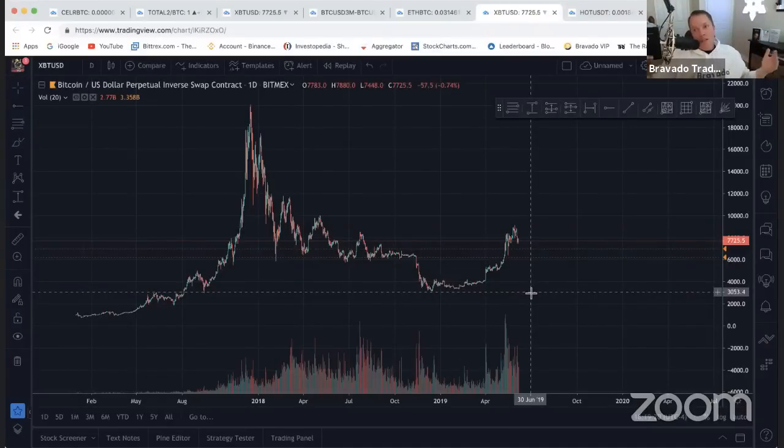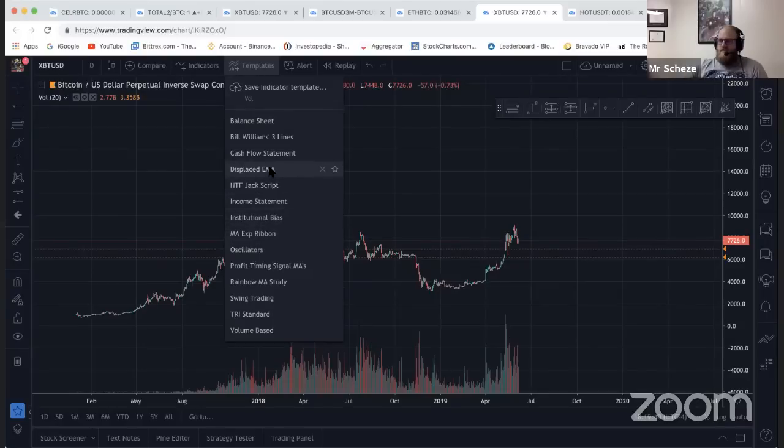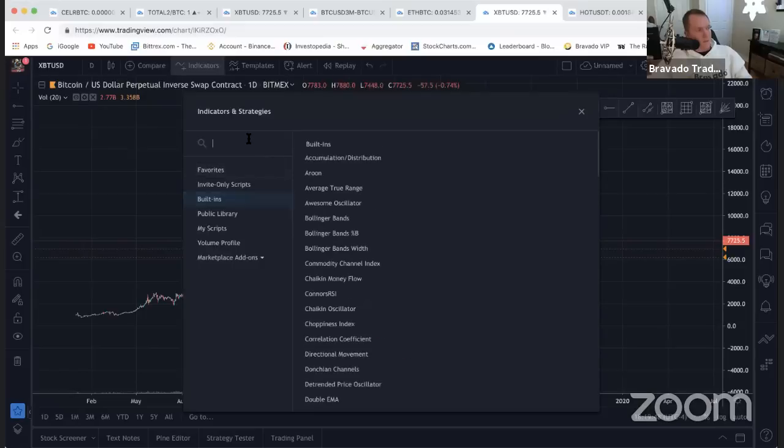I'm bullish. Technically, I think it's crazy to go back down there. We bounced off that 200 weekly MA. Let's just get into the MAs, right? Because I know that's something you've been studying. Where is it? Profit timing signal MAs. Well, let's just set it up original.